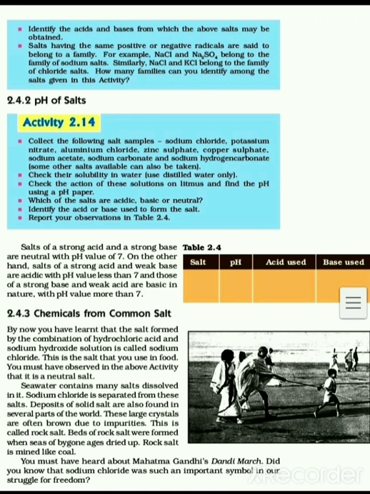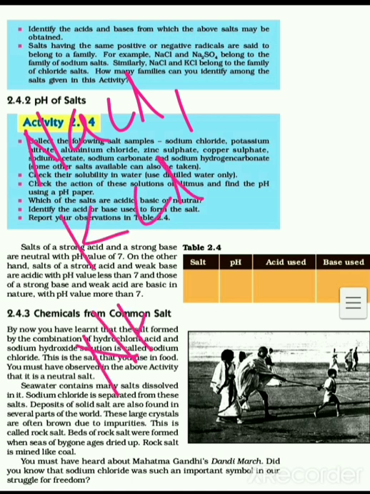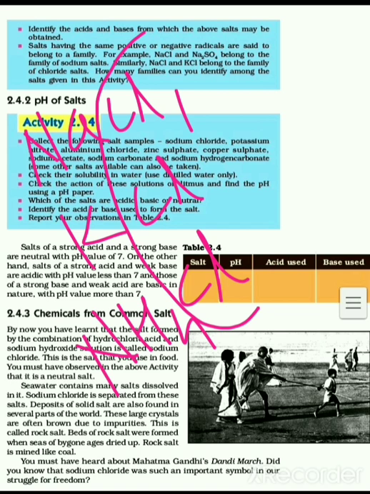For example, sodium chloride, potassium chloride, ammonium chloride. I will write their formulas: sodium chloride NaCl, then potassium chloride, ammonium chloride. All these salts belong to the same family because they have the same negative ion, that is chloride, and so we can say that these salts belong to the same family of chlorides.